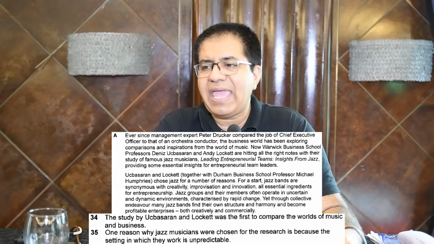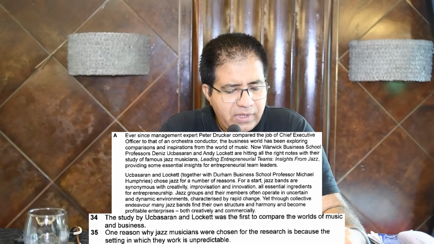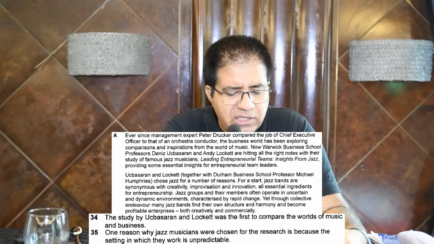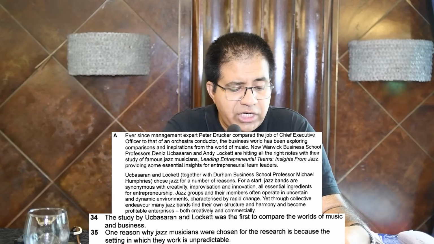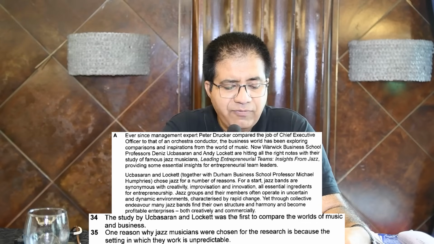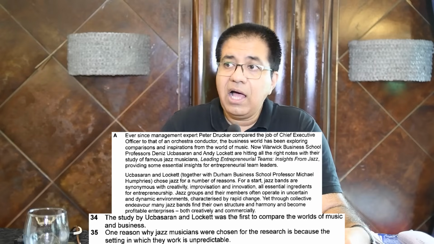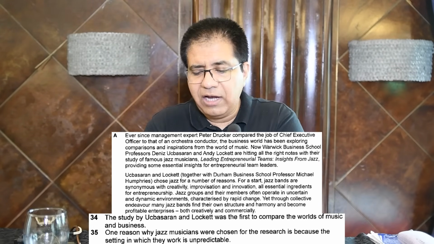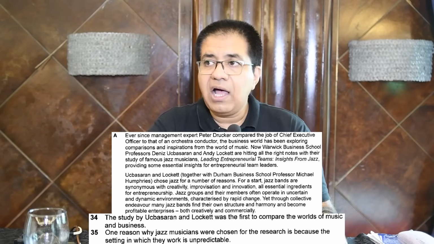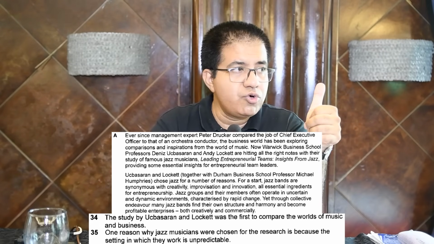Everyone, please come to the second paragraph of A. I'm reading it from the second line after full stop. For a start, jazz bands are synonymous with creativity, improvisation and innovation, all essential ingredients for entrepreneurship. Jazz groups and their members often operate in uncertain and dynamic environments. Uncertain. And what's the question? One reason why jazz musicians were chosen for the research is because the setting in which they work is unpredictable. Now, unpredictable and uncertain, they are synonyms. So the correct answer is true. Got it? Uncertain and unpredictable.